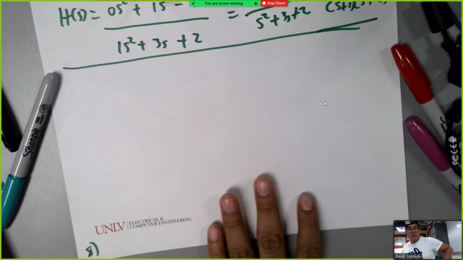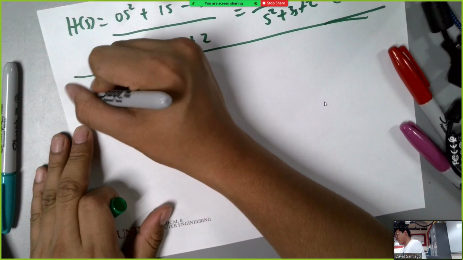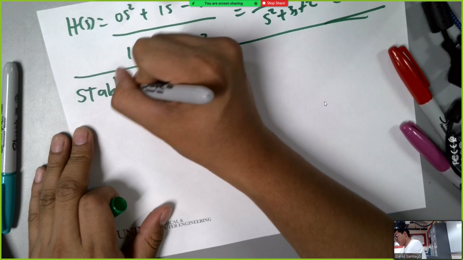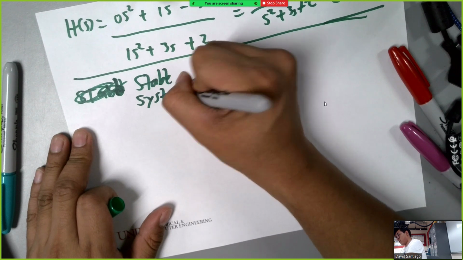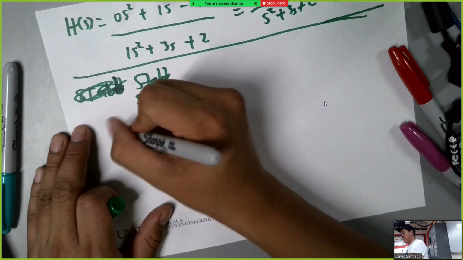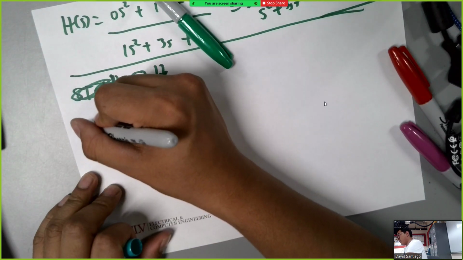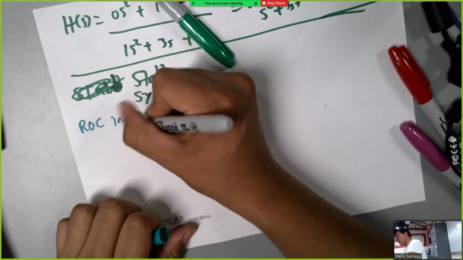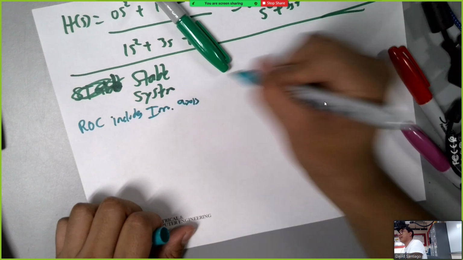Before I go over, I'm going to go back to your question because that's really important. Suppose he gives you a stable system. A stable system is basically where we have, let's call it ROC, the region of convergence, includes the imaginary axis. Remember that?